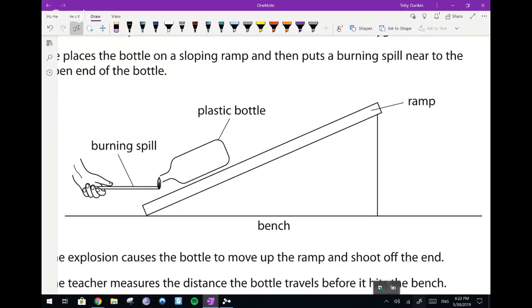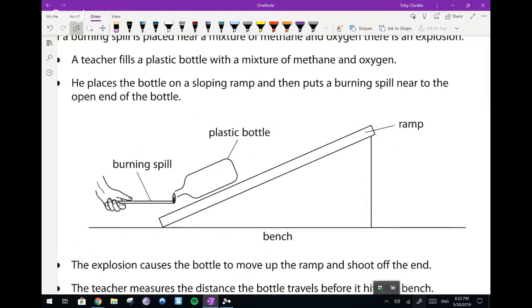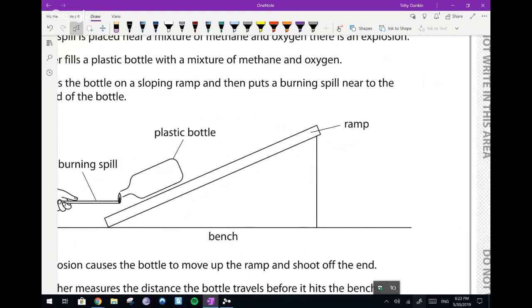Would anybody here like to offer me a suggestion, looking at the diagram, of a control variable for this particular reaction? I'll give you 10 seconds to apply. Control variables.